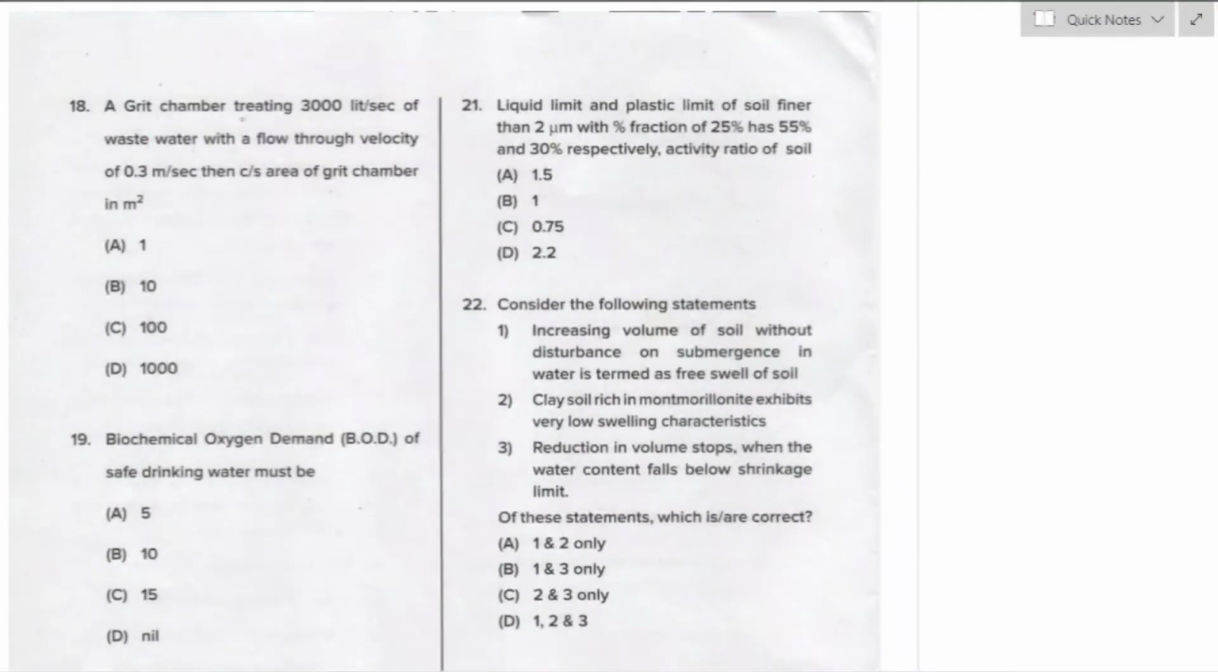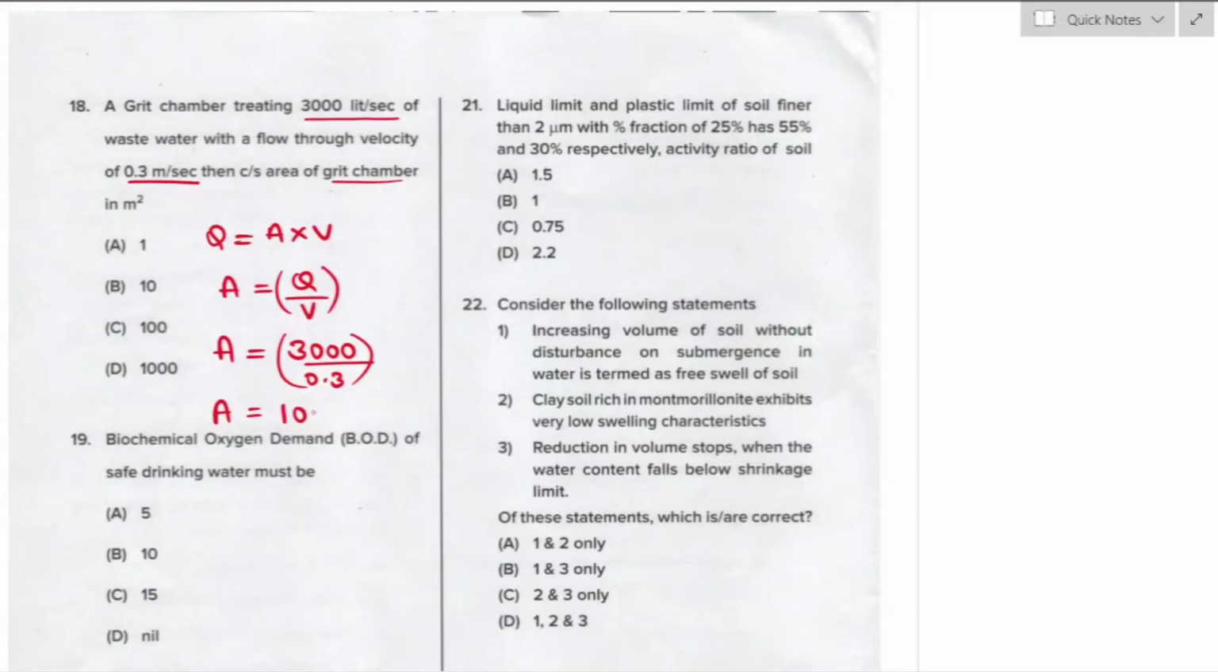Question number 18. A grid chamber treating 3000 liters per second of wastewater with a flow through velocity of 0.3 meter per second, then the cross section area of the grid chamber will be. So we know that discharge is equal to area into velocity. So area of the grid chamber will be discharge by velocity. So area will be 10 meters square. Option B is the right answer.